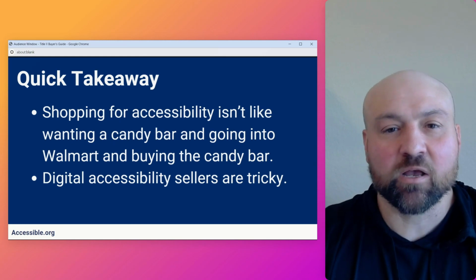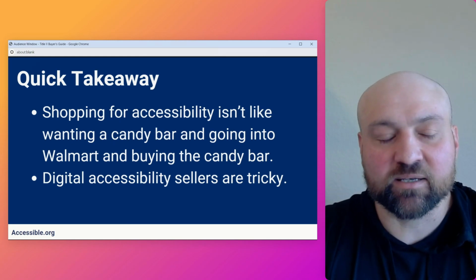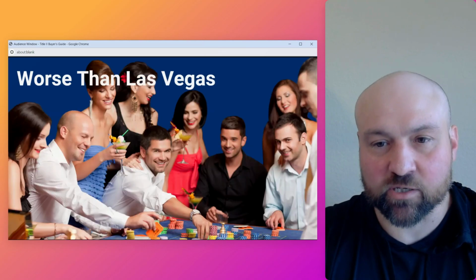And the quick takeaway, if you stop watching after the slide, is that shopping for accessibility isn't like wanting a candy bar, going into Walmart, and then buying that candy bar. Digital accessibility sellers are trying to trick you.